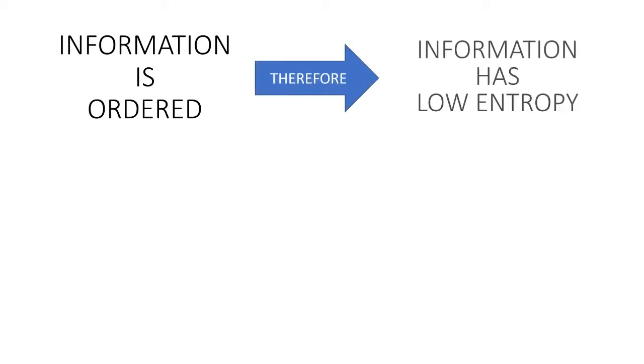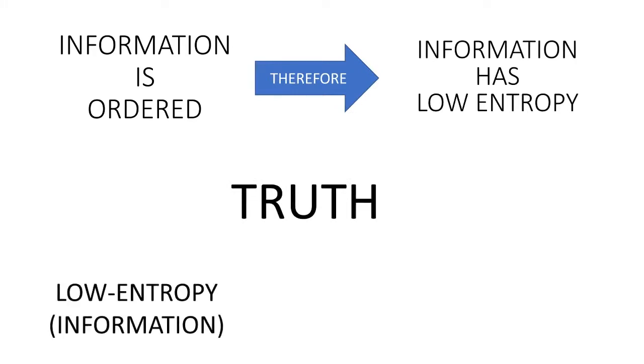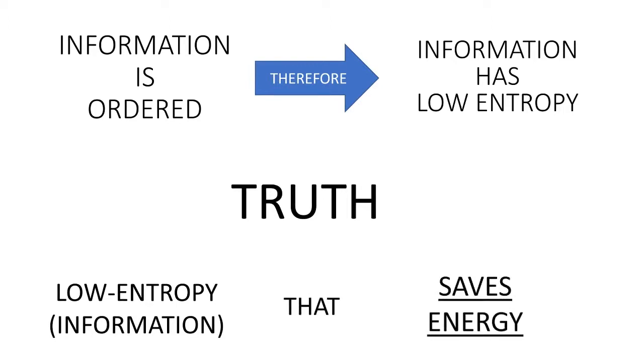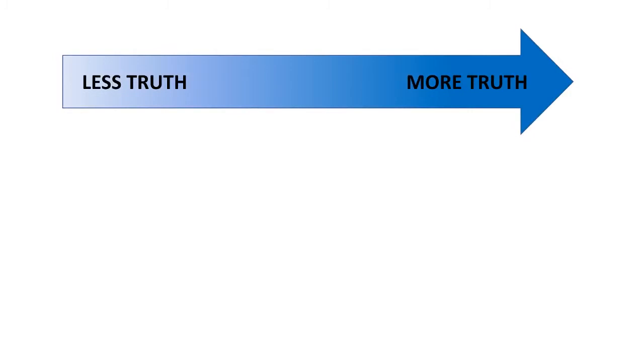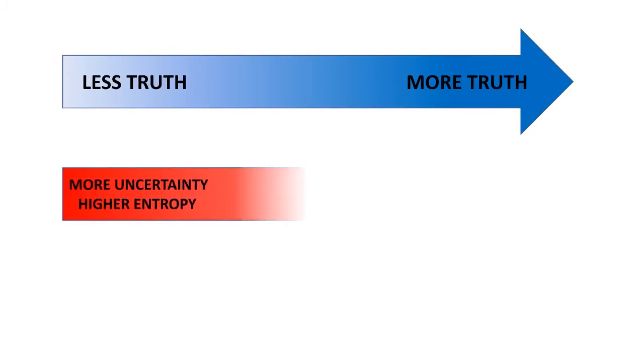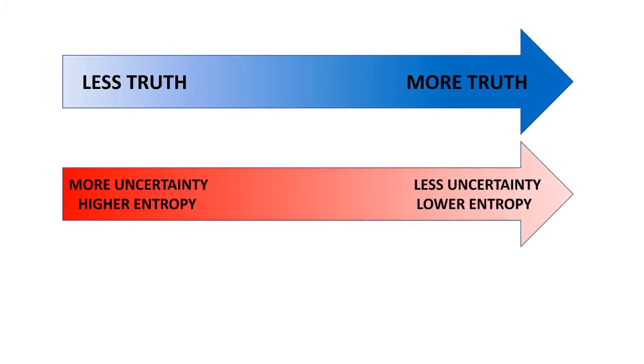Information, by definition, because it has to convey some kind of meaning, is ordered. Therefore, information has low entropy. Truth is connected to this concept of low entropy or information that is able to save energy. As you go from less truth to more truth, what should you see? You should be seeing a change from more uncertainty to less uncertainty.